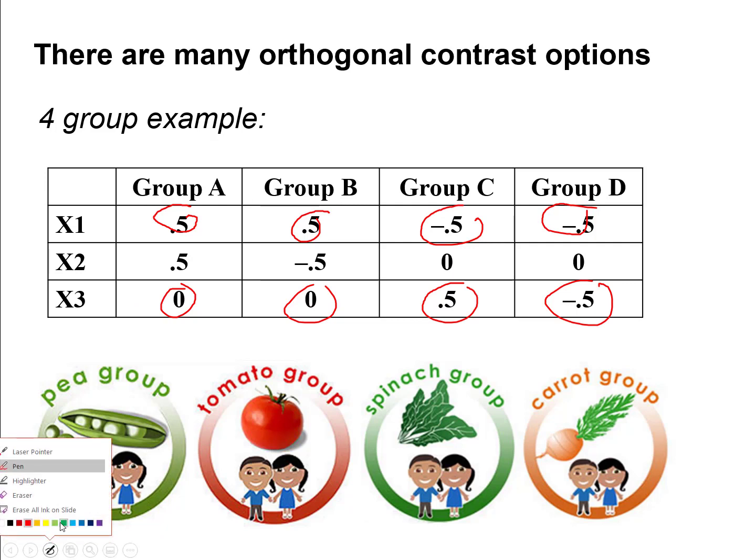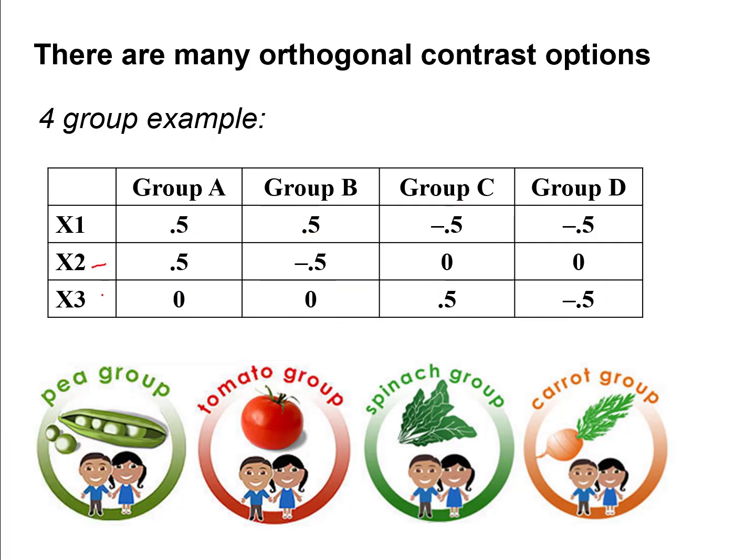We could take any two contrasts. We could take, say, contrast x2 and x3: 0.5 times 0 plus negative 0.5 times 0 plus 0 times 0.5 plus 0 times negative 0.5, and the sum of those products adds up to 0. So we could take any pair of contrasts, and the sum of the products would add up to 0. So this meets the rules for an orthogonal contrast. This just gives you an example of something we could do if we had 4 groups. And of course, there are other ways we could arrange our values and still meet the criteria for orthogonal contrasts.